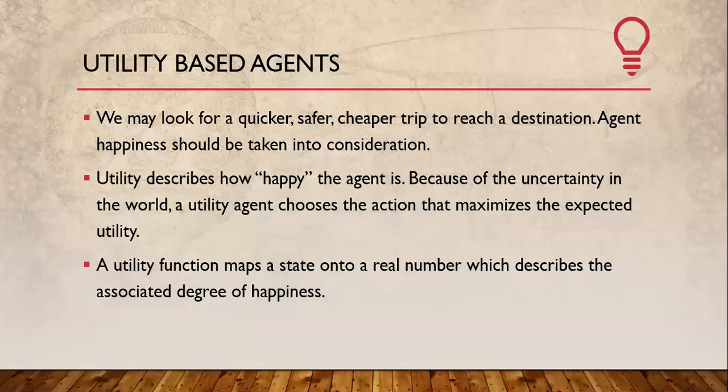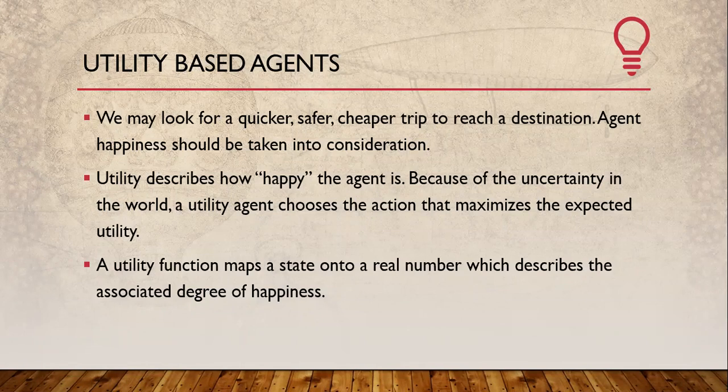Now, a utility function maps a state onto a real number which describes the associated degree of happiness. So how will these utility based agents be able to decide that this is the action which I have to take? There will be a utility function fitted into the system, and that will come out with a certain number depending on a certain action.